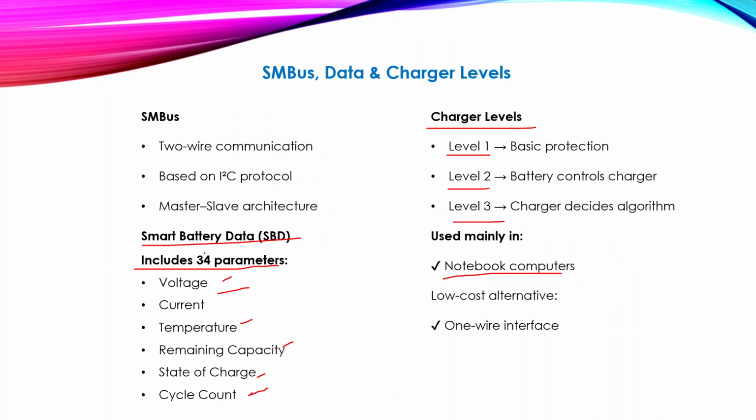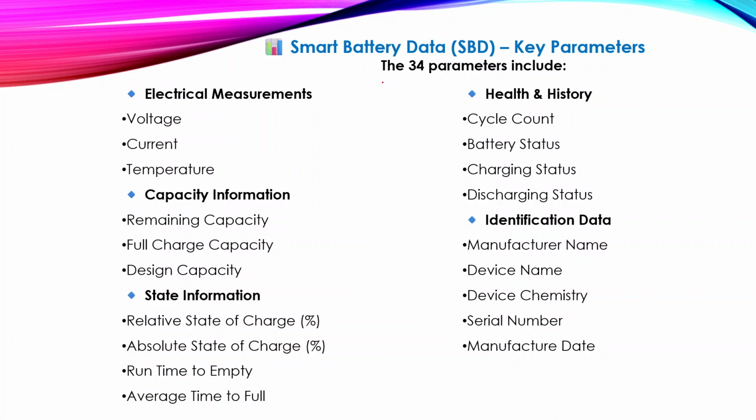Now, which are all the 34 parameters in the SBD? Here you can see that the 34 parameters include electrical measurements, such as voltage, current, and temperature; capacity information, such as remaining capacity, full charge capacity, and design capacity; state information; health and history; and identification data. A total of 34 parameters are included in the SBD.